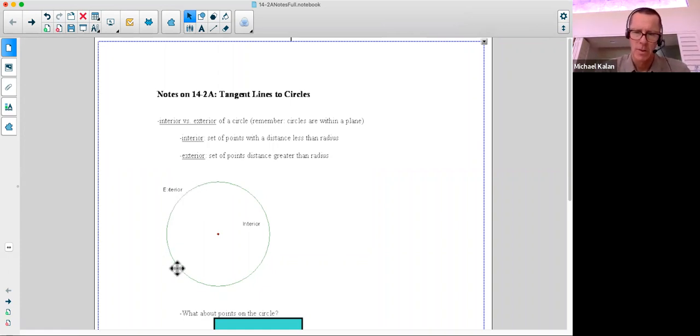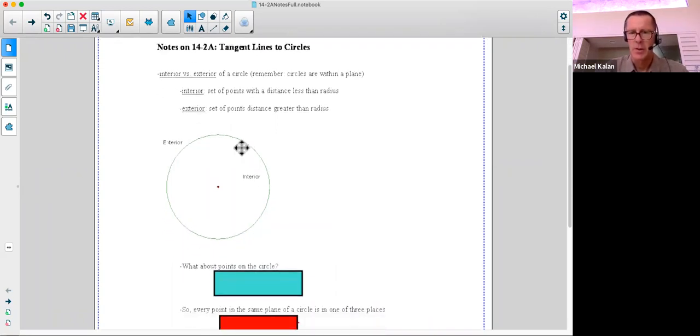So we've got our circle, which is the set of points in a plane equidistant from a given point, which is obviously the center of the circle. You have the interior, which is the set of points with distance less than the radius. Less than the radius would mean you're inside. And exterior would be the set of points with distance greater than the radius. Again, circular region is the circle and its interior. If I just say circle, I'm just talking about these points.